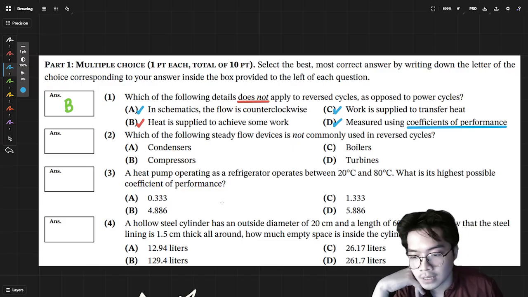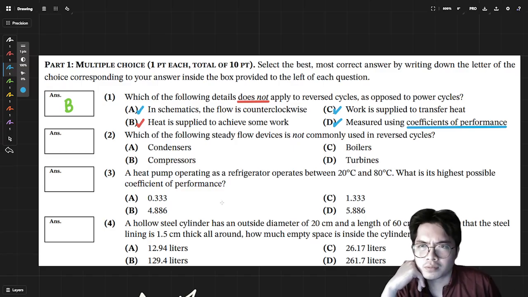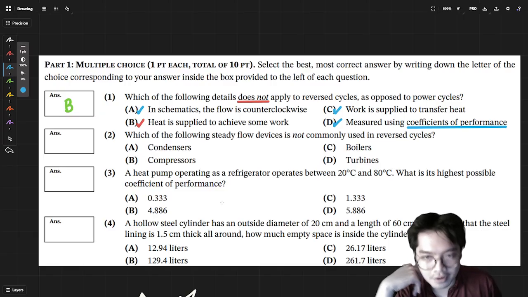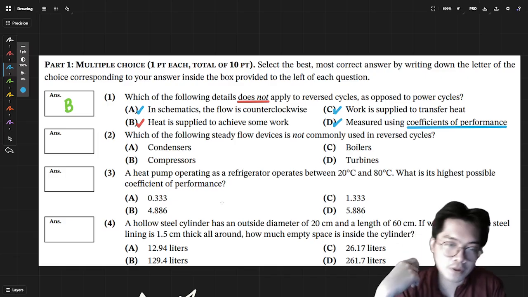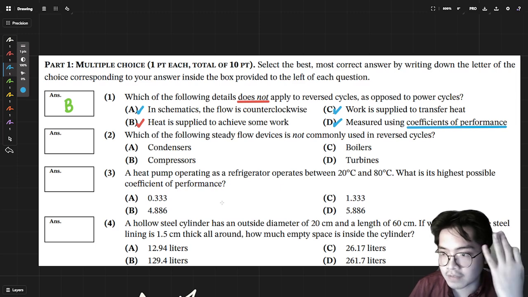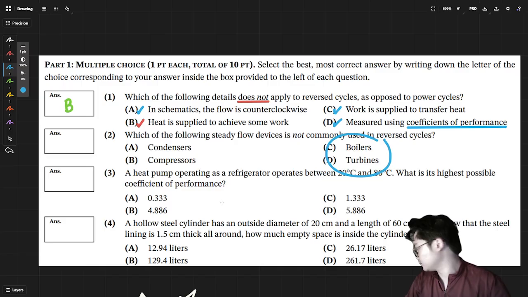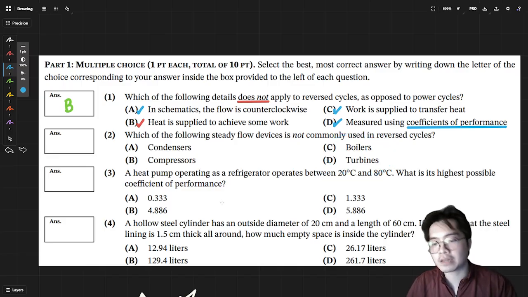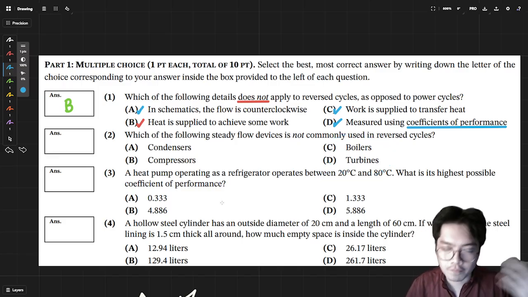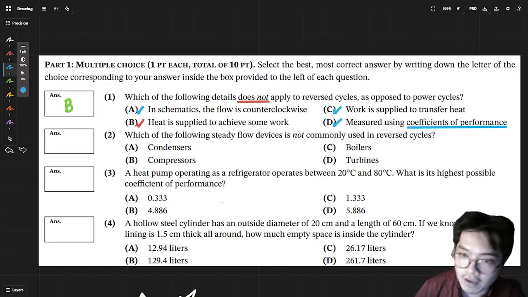Let's say, for example, the reversed Brayton cycle or the air cycle. Basically, it's a cycle that uses air as its working fluid. In the vapor compression cycle, we have a compressor, a condenser, an expansion valve, and an evaporator. No boilers, no turbines. And in a reversed Brayton cycle, it has condensers, compressors, turbines, and evaporators.